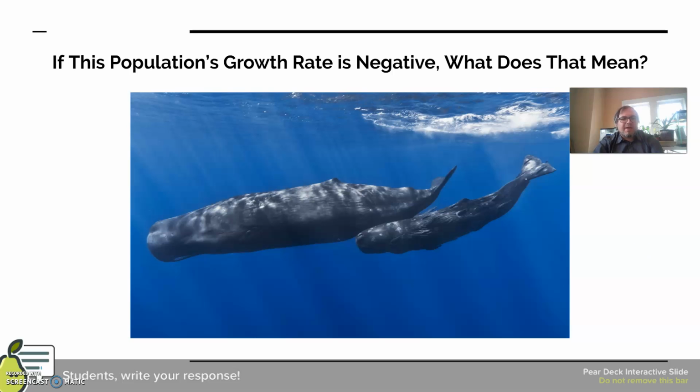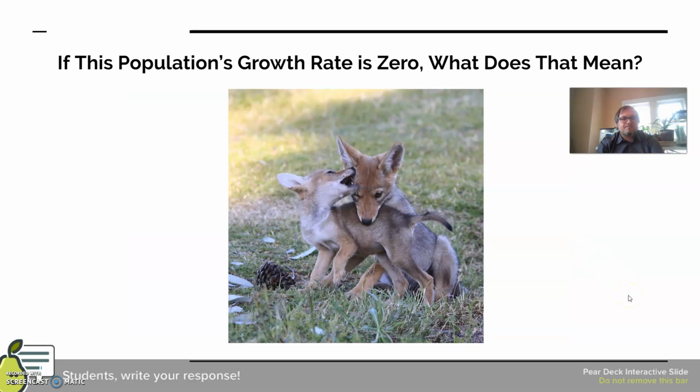If we start looking at whales, on the other hand, we might talk about if this population's growth rate is negative, what does that mean? So if we think about whales, again, if we're looking at the number of babies here in the picture, there's only one. Whales only have one offspring, and it takes them a very long time to have that offspring. Whales are also in a lot of trouble right now between whaling and pollution in the water, so it may be more likely that you see a negative growth rate in the population. The number of deaths outweighed the number of births. So if there are more deaths than births in a population, that's what this means. The population growth rate is negative at that point.